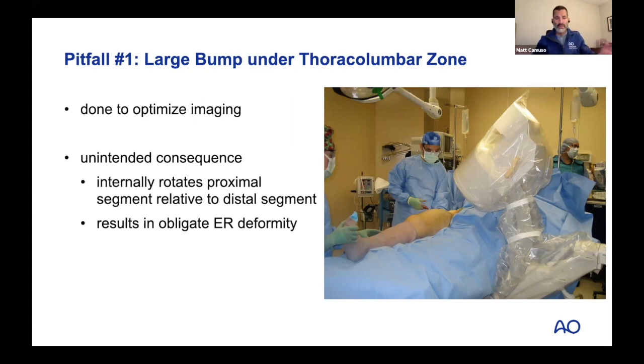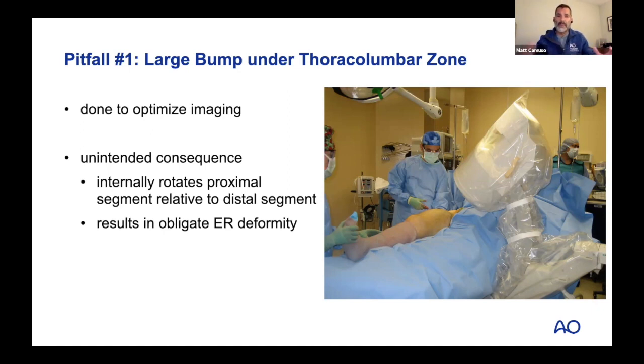Many people will put a large bump underneath the buttock and the chest, and that obligatorily rolls in the patient. And I would say that's probably at least one of the pitfalls that can cause some rotational deformities in our patient population. So imagine if you roll the patient inwards significantly, and the leg continues to stay straight up and down, you've essentially created an external rotation deformity of that limb. And that's an unintended consequence. That's just you trying to get a better image of the proximal femur.